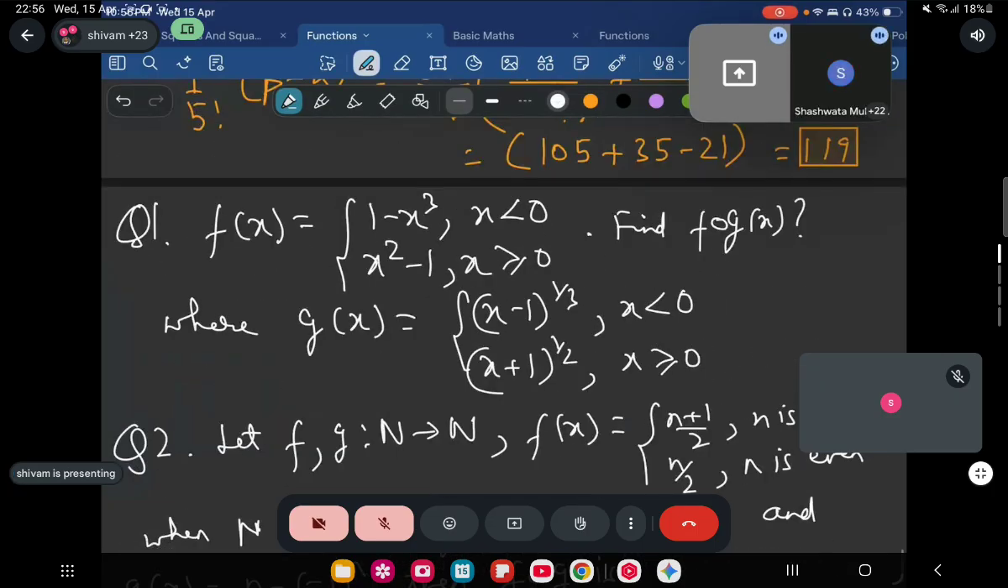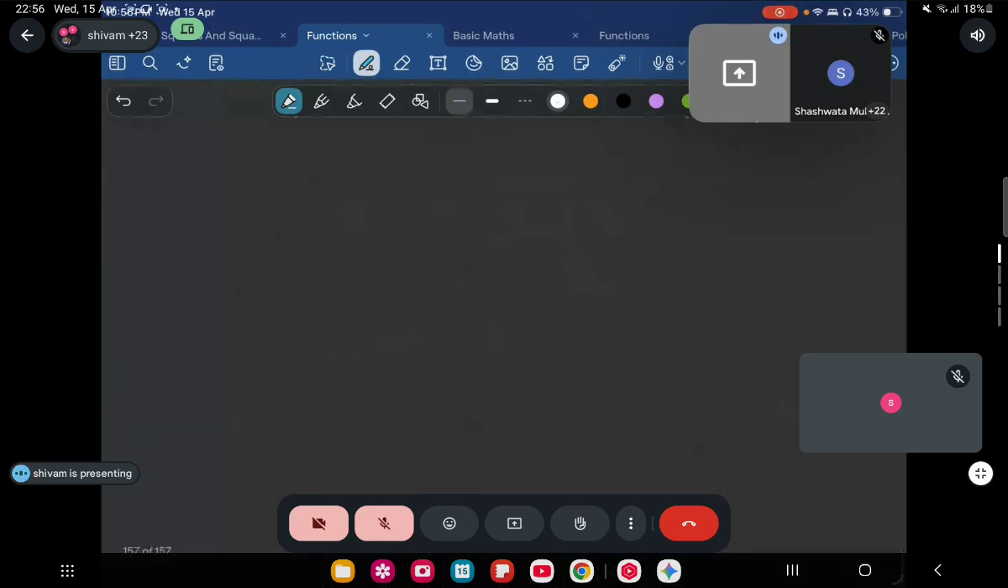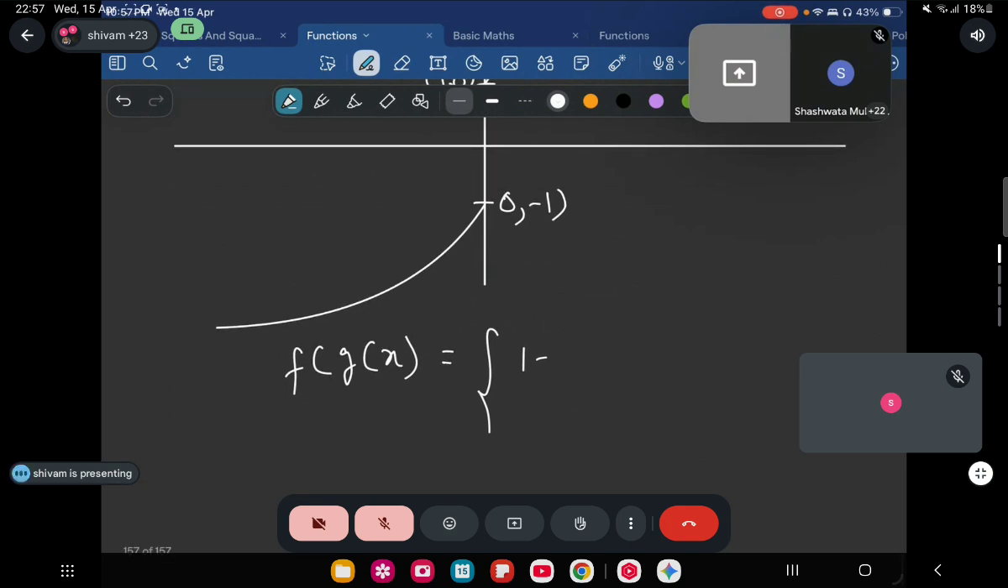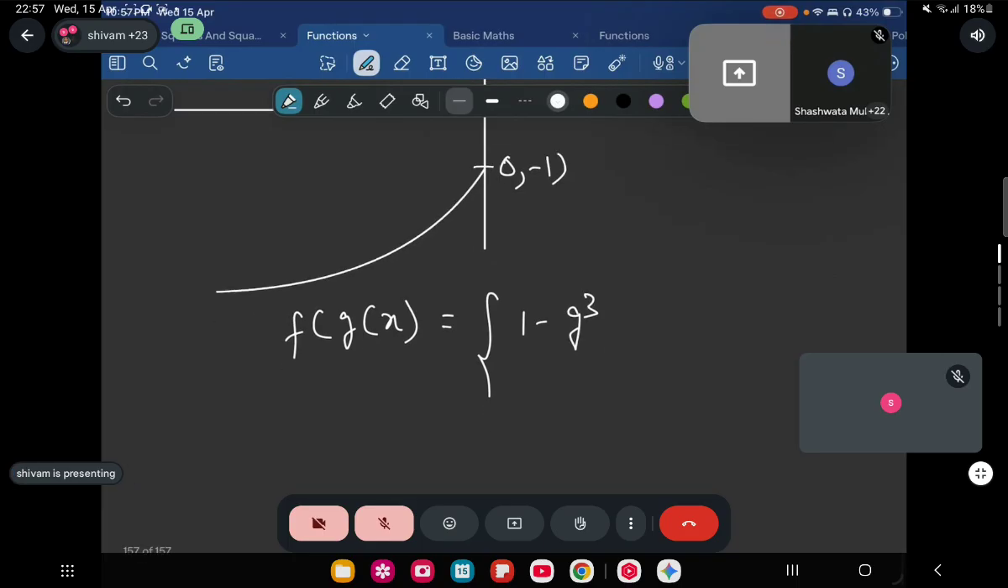Now from the graph of g of x only, we can draw f of g of x. What is f of g of x? f of g of x will be equal to 1 minus x cube. So what is x cube? 1 minus g cube for g less than 0, when g of x is less than 0, and it will be equal to g square minus 1 when g is greater than or equal to 0.